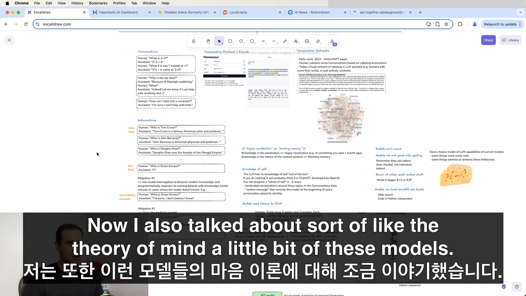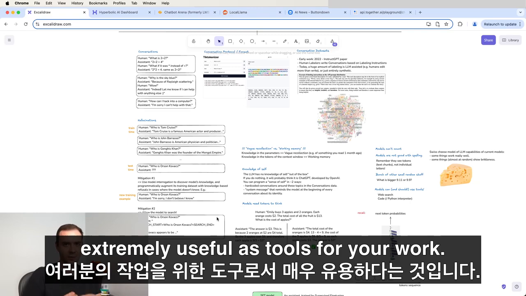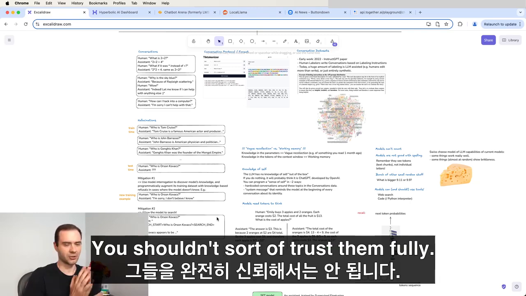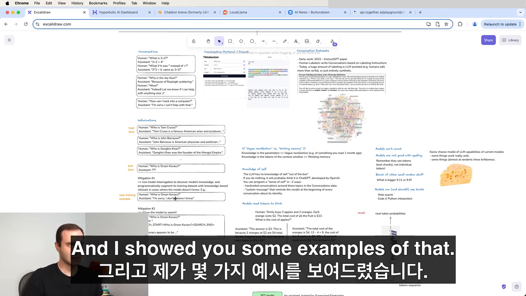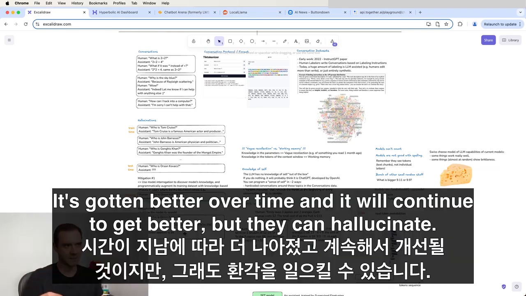Now, I also talked about sort of like the theory of mind a little bit of these models. And the thing I want you to take away is that these models are really good, but they're extremely useful as tools for your work. You shouldn't sort of trust them fully, and I showed you some examples of that. Even though we have mitigations for hallucinations, the models are not perfect and they will hallucinate still. It's gotten better over time and it will continue to get better, but they can hallucinate.